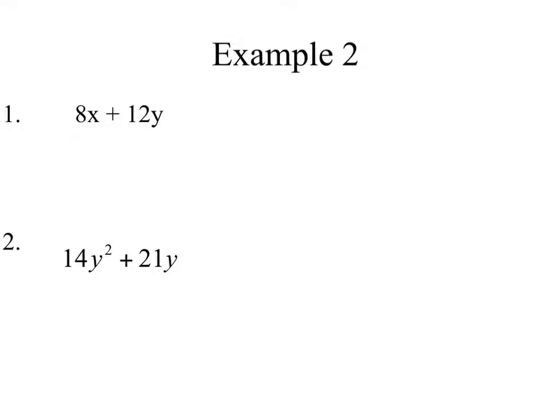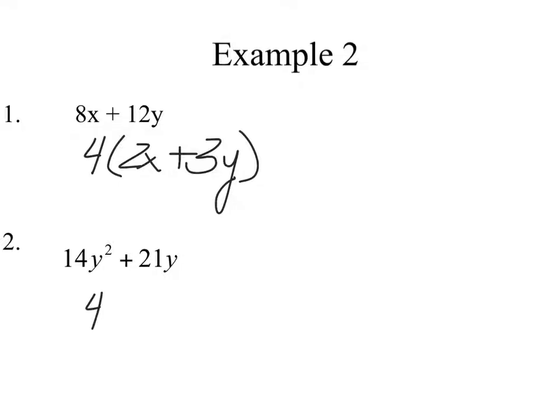So I want you to go ahead and try these 2. So in the first one, largest number I can divide both of them by is 4. So 8 divided by 4 is 2, the x comes down. 12 divided by 4 is 3, and the y comes down.